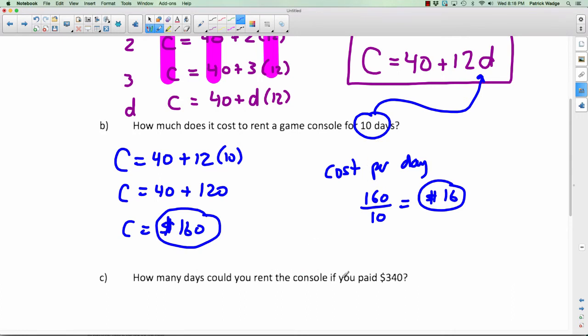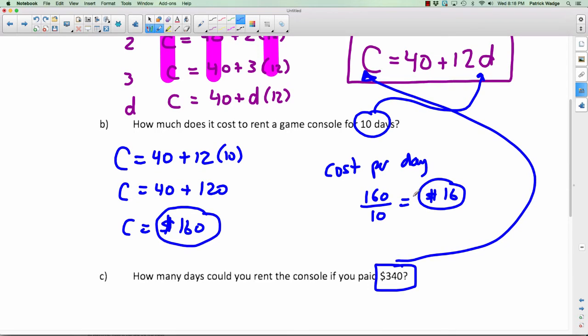How many days could you rent the console if you paid $340? Now be careful. This $340, where are you plugging that in? You are not plugging it in there. It's not 340 days. It's a cost of 340. You're actually putting the 340 in here where the C is. All right, so let's do that.